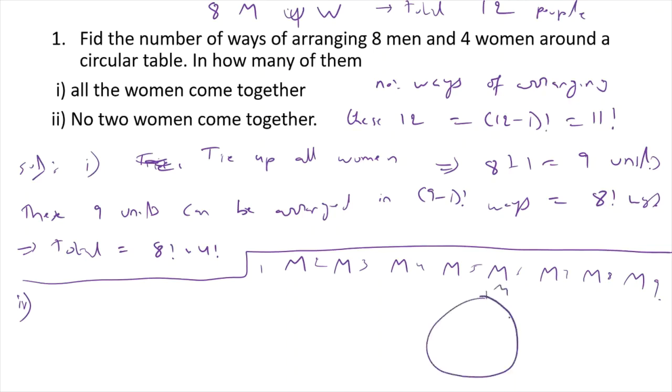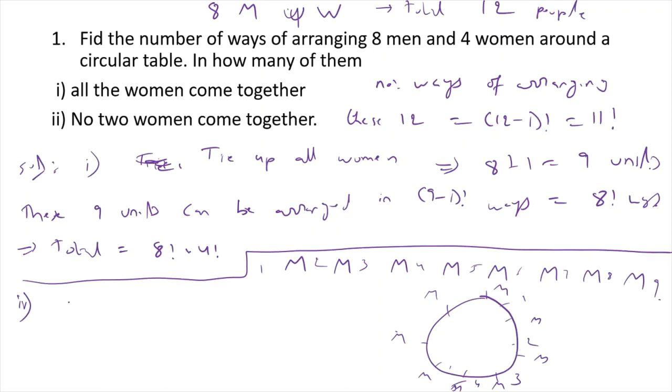The first man and the second man, we have 1 gap. And the third man, we have 2 gaps. Fourth man, we have 3 gaps. Fifth man, we have 4 gaps. Sixth man, we have 5 gaps. Seventh man and 8th man. So if you arrange these 8 men around a circle, then we are going to get only 8 gaps. So in a linear permutation, we are going to get 9 gaps, but here we are going to get 8 gaps. This is the difference in a linear arrangement and a circular arrangement.